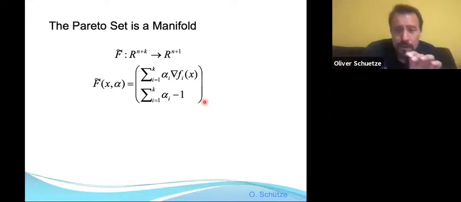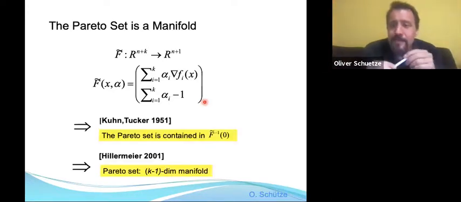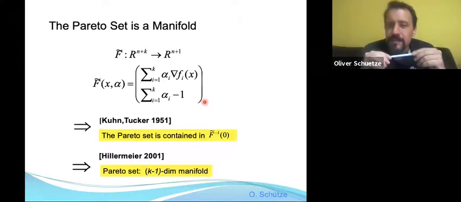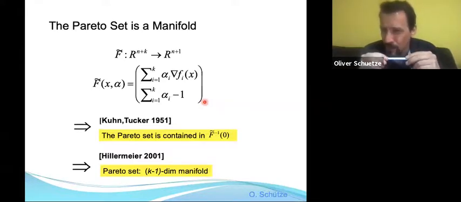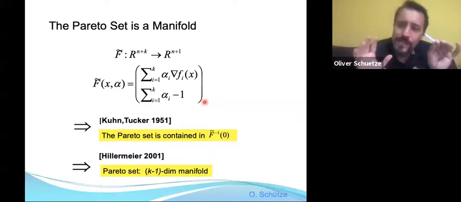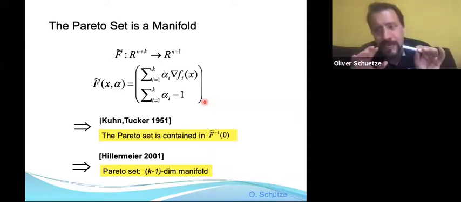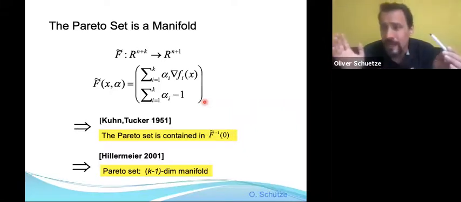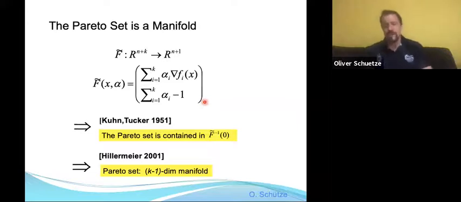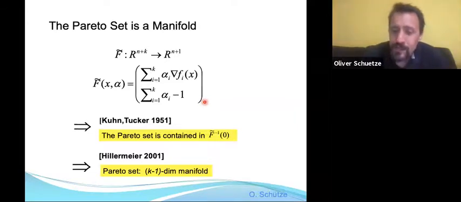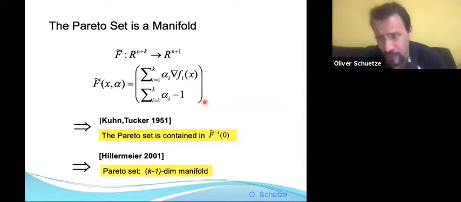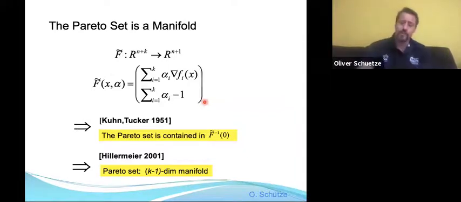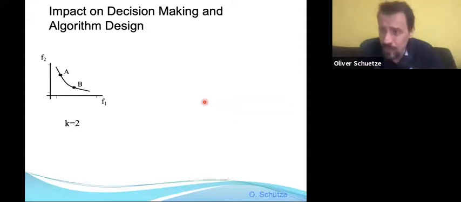You can put everything together, and then you will see that the Pareto set is contained in the zero set of this function f tilde. You put the Karush-Kuhn-Tucker conditions together, the necessary conditions, and you see all optimal solutions are contained in the zero set. And then you use the implicit function theorem. I tell you that you expect that the solution set under mild conditions is of dimension k-1. So what is important: you get K objectives, the solution set is of dimension k-1. And I would like to tell you what this means.